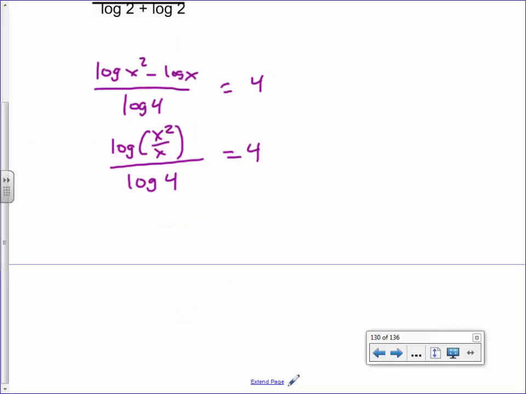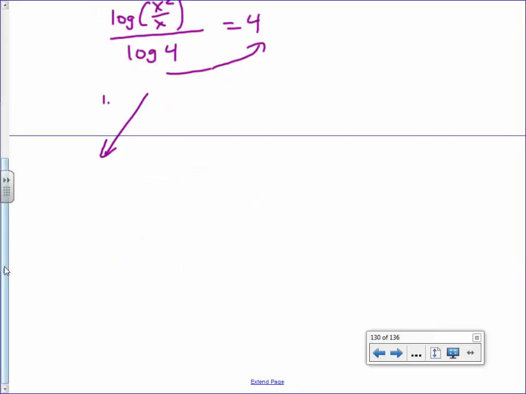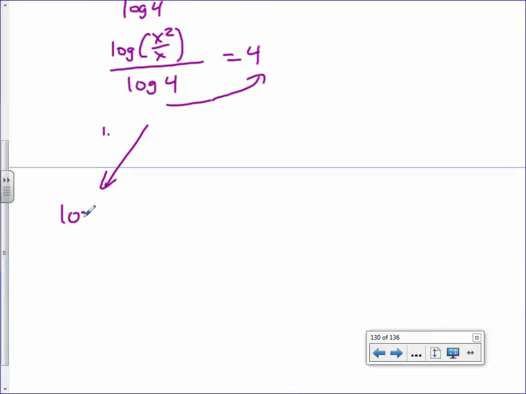Okay, you have a lot of options from here. I've been saying for a while, don't forget log 4 is just a number. So you could take that number and throw it up to the other side. That would work. So at this point, can I try to show you two different ways that I see that I can solve it? So like method 1, let's put a little 1 here. Let's times that log 4 up to the other side. And what you'd have then is log of x squared over x would equal 4 times the log of 4.